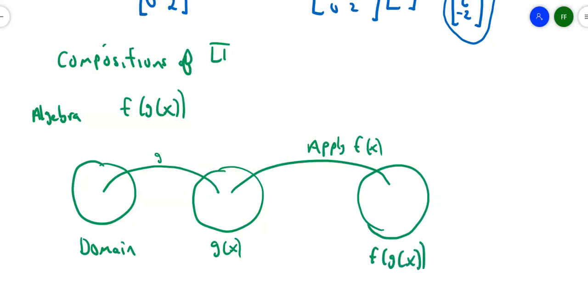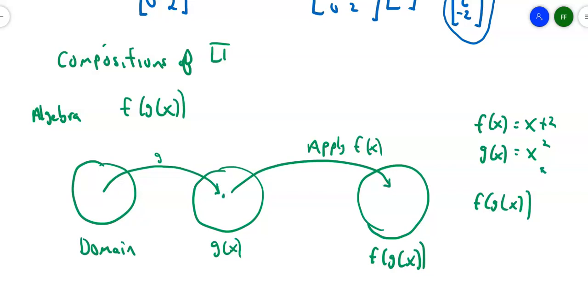So if you had, let's say, f of x was x plus 2, and g of x was x squared, if you wanted to do f of g of x, you would do the x squared part first, and then take that answer and add 2. So apply the g function, take the result of that, apply the f function. In here goes your result of f of g of x.